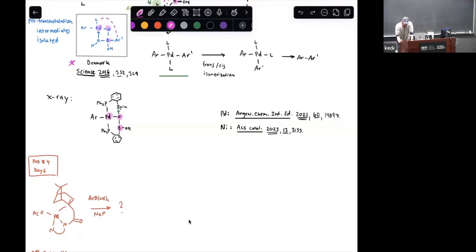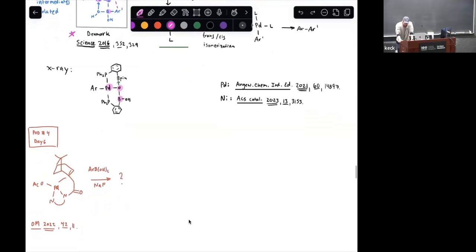We start with a palladium NN pi pincer complex. We treat it with sodium fluoride and aryl boronic acid, and then a series of steps, some not surprising, some surprising, happen. And probably to maximize the level of torture, I should call on somebody from my group for this. Catherine, get us started.